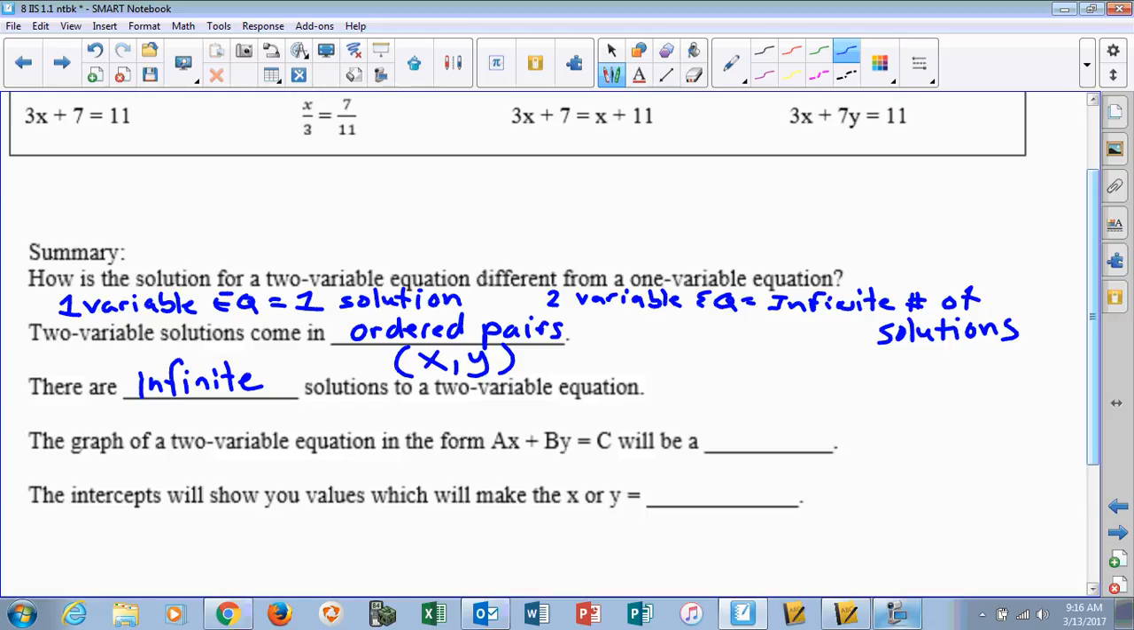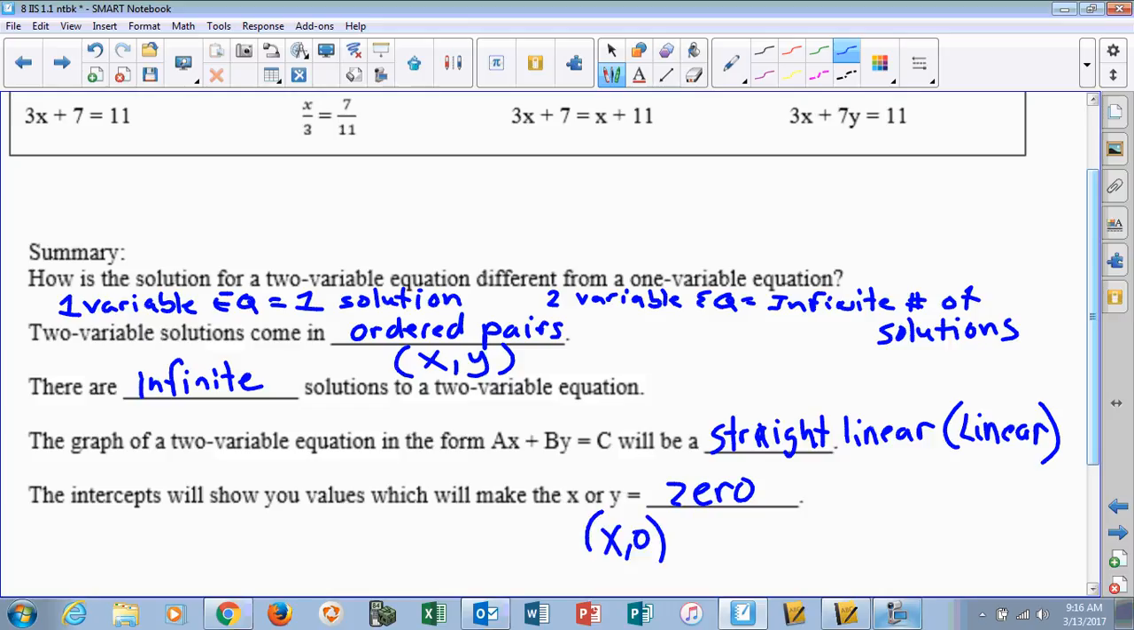All right, the graph of a two-variable equation in the form ax plus by equals c will be a straight line. And it's also linear. The straight lines are linear. And then last but not least, the intercepts will show you values which make the x or y 0. And again, if you have the x-intercept, you have the x point followed by a 0, y is 0. And if you have the y-intercept, x is 0. Those are the points that fall on the x or the y axis.